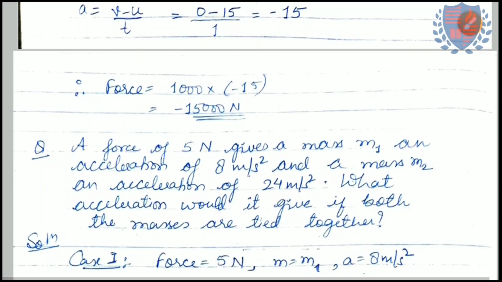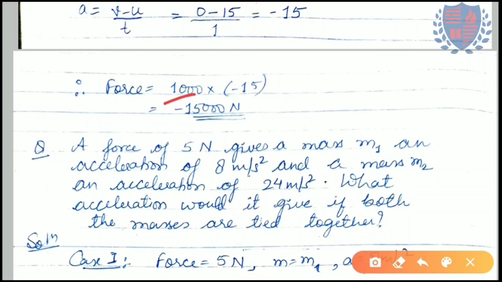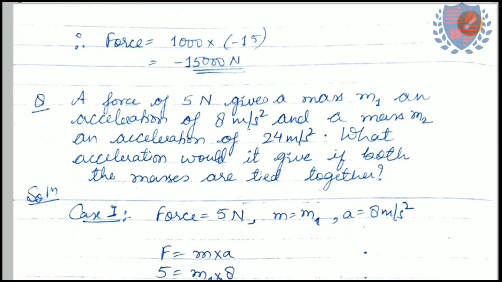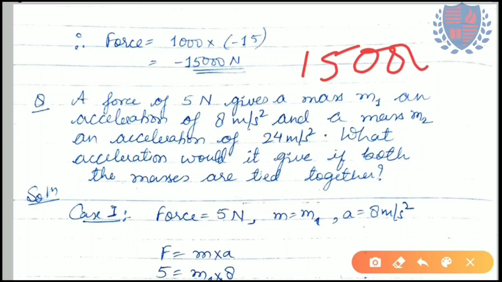Substituting this, force is equal to mass into acceleration, hence it is minus 15,000 Newton. You can neglect this sign, since an opposing force is applied, so we are getting the answer in negative. If you are writing the braking force applied, it will be simply this. If you are not writing braking force, you will write the negative sign here.